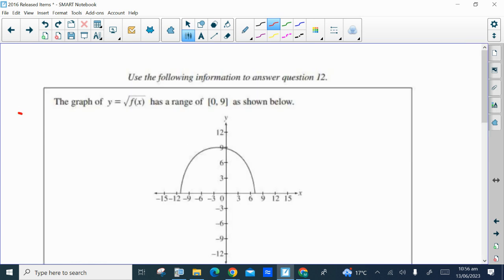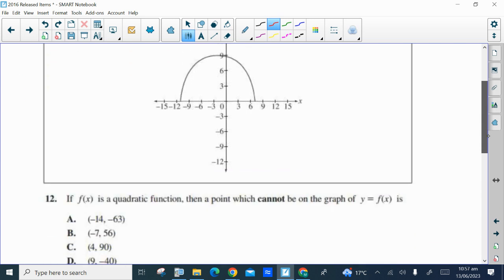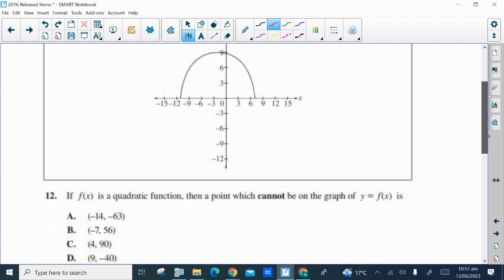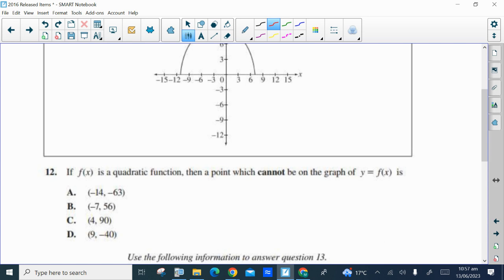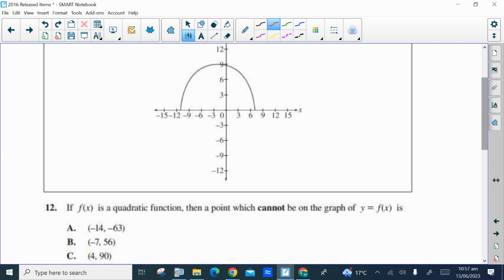Next question. The graph of y equals the square root of f of x has a range of 0 to 9 as shown below. If the original function f of x is a quadratic function, then a point which cannot be on the original graph of f of x is what? So remember, all these points on this graph came by taking the square root of the points on the original graph, the square root of the y values. And so because you're taking the square root of y values, the y values cannot be negative. They can only be positive.